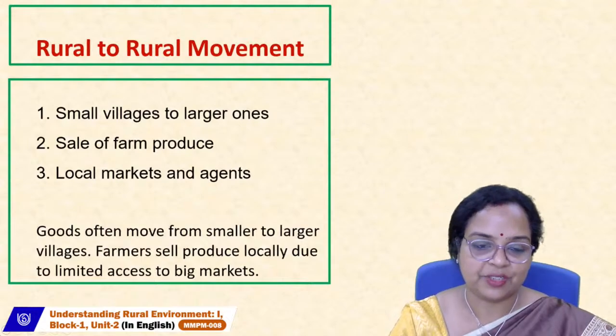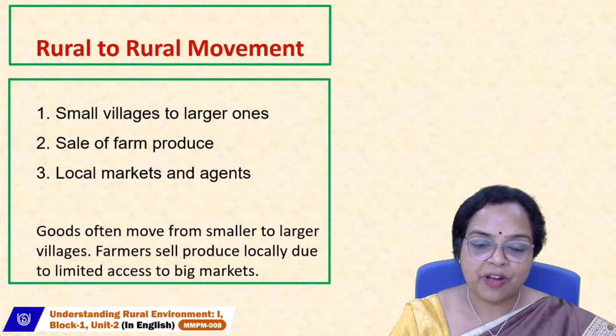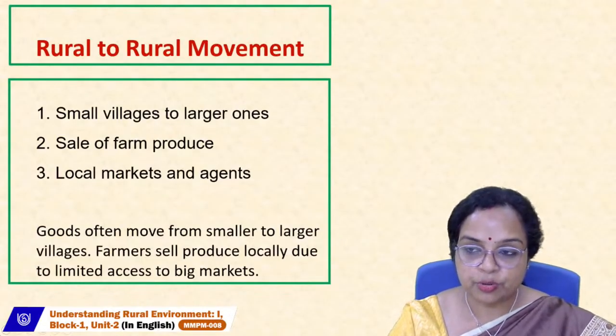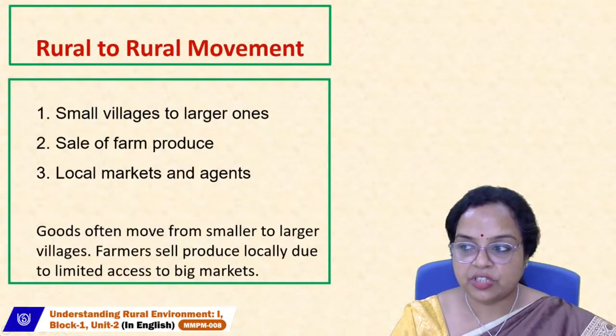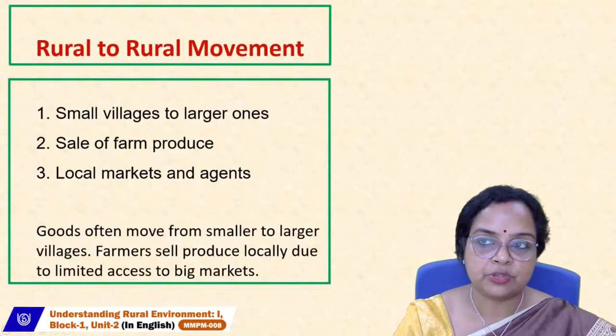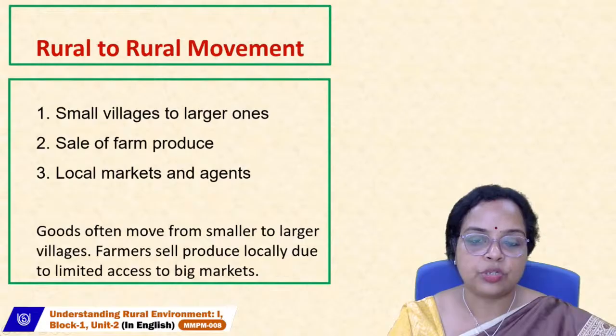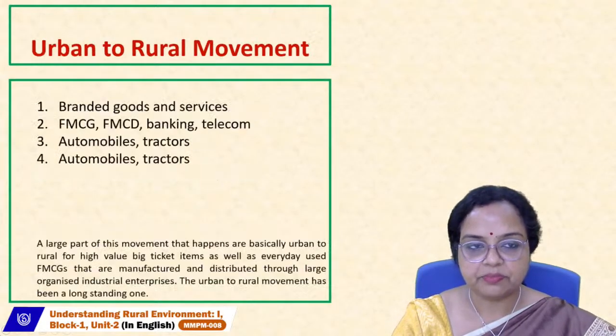So there is a challenge. What is the challenge? The farmers cannot go smoothly to the cities. There is a constraint on the roads, on the infrastructure, on the logistic part. So the farmers choose to sell their product to the nearby villages. So this type of movement is known as rural to rural movement.